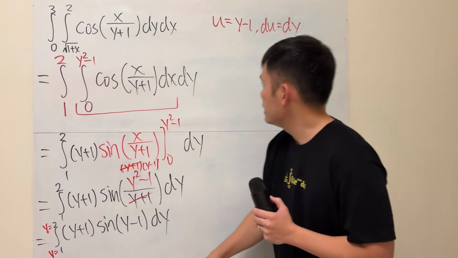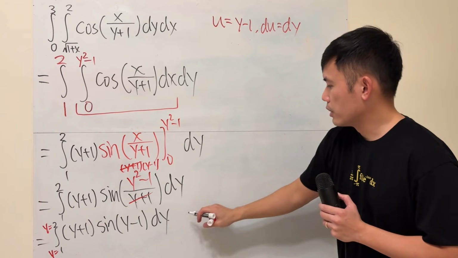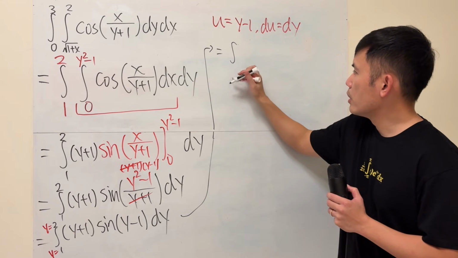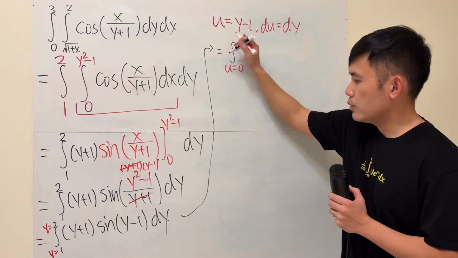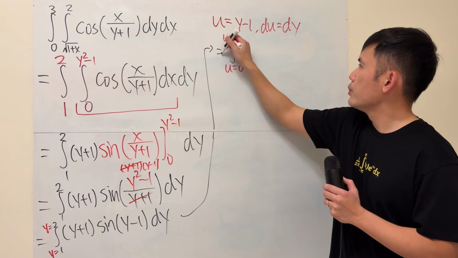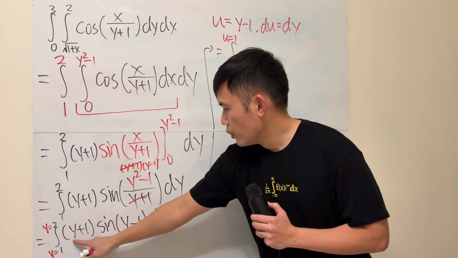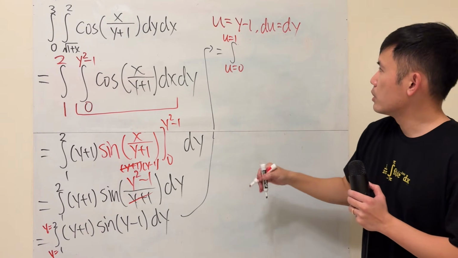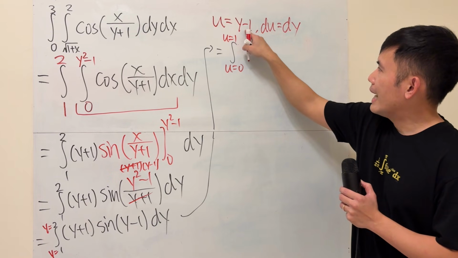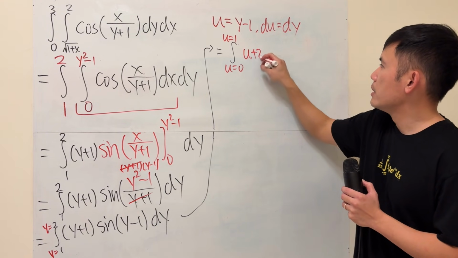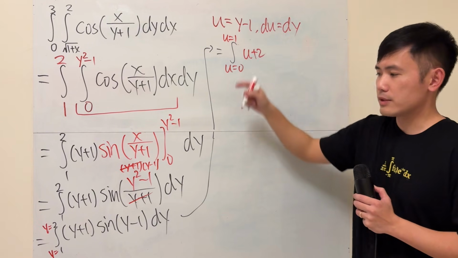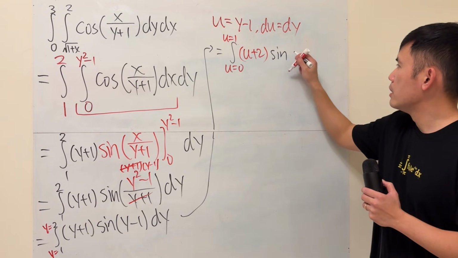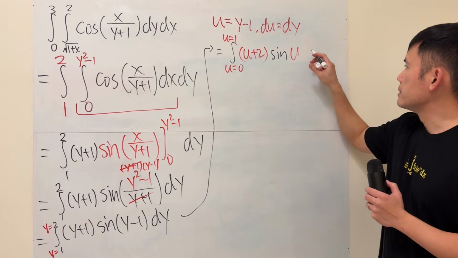And remember, these are the y values. When y is equal to 1, if you put it here, we get 0. So the integral will be 0 for the u. And then when you put 2 in here, we get u will be 1. And this is y plus 1, but u is y minus 1. So if you add 2 to both sides, that's u plus 2. And we get u plus 2 being y plus 1. Yeah. And then times sine of u. And dy is the same as du.